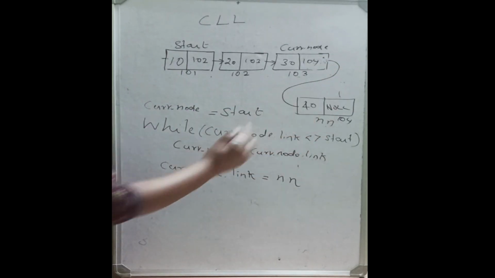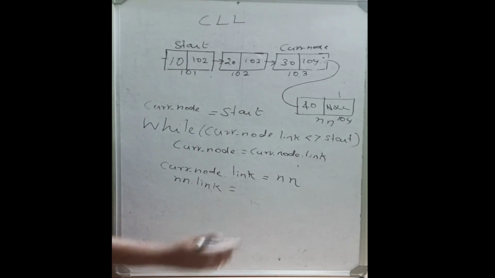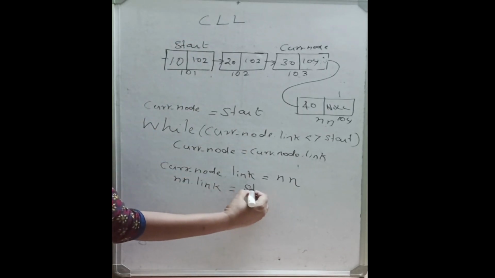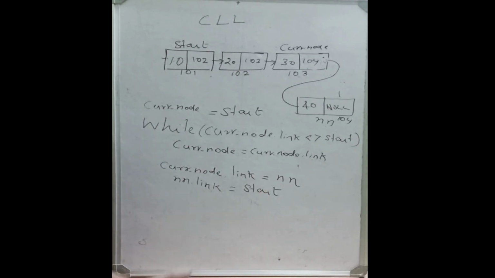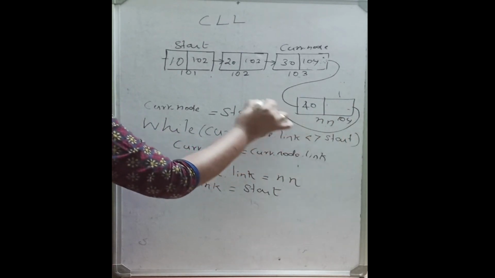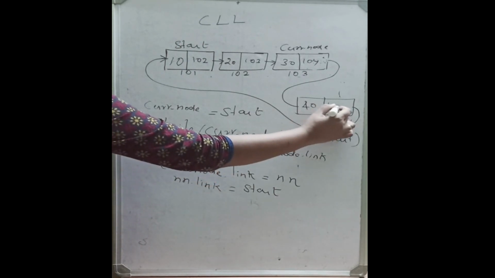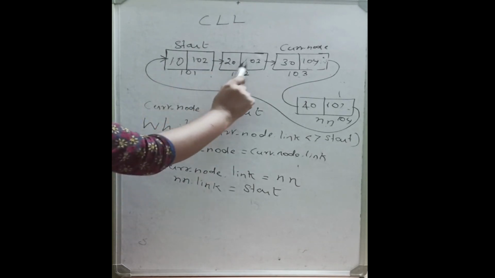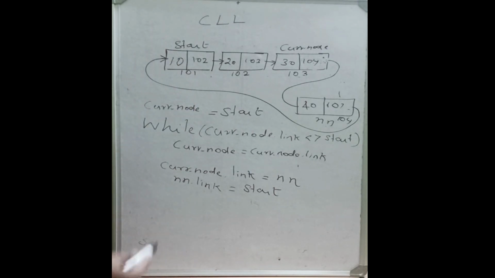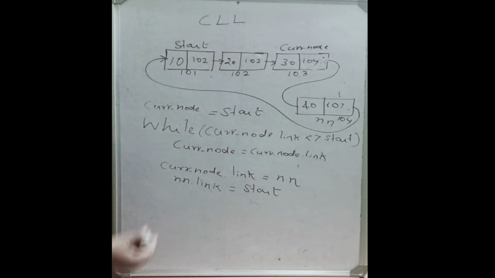Now new node link will have the address of start. We know the value of start here, so you just store the start pointer. Now the null value will be replaced by the address of start. So now this will be like this. What is the address of this? 104. So first node, second node, third node, fourth node. After this, again the pointer will come to the first node. So now we have inserted a new node at the end in the case of a circular linked list.